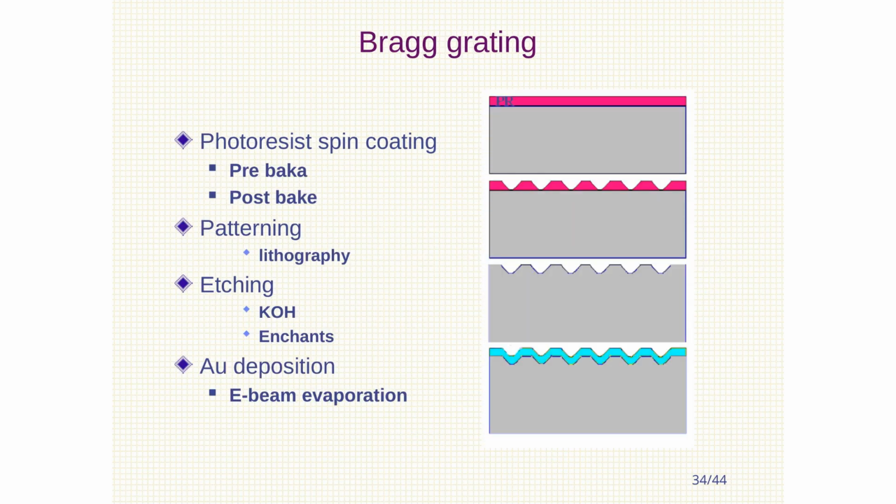Bragg gratings are fabricated by spin coating photoresist, followed by pre-bake and post-bake processes. Patterning is achieved through lithography, and etching is performed using potassium hydroxide and other etchants. Finally, gold is deposited via electron beam evaporation, ensuring precise layer formation for optimal optical properties.